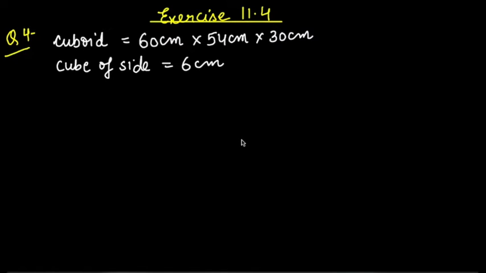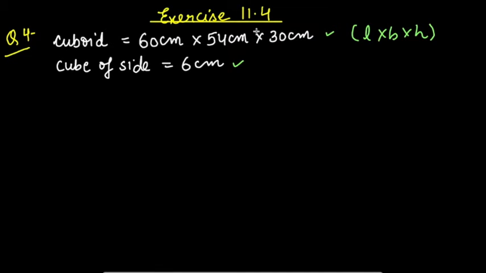So let's begin with question number 4, which is: a cuboid is of dimension 60 centimeter by 54 by 30 centimeter. It means L into B into H of the cuboid is given, and it asks how many small cubes with sides 6 centimeter can be placed in the given cuboid. We know all the sides of the cube will be the same, right? So they are asking how many cubes of size 6 centimeter can be placed in a given cuboid. So you have to count the number of cubes you can place in this volume.